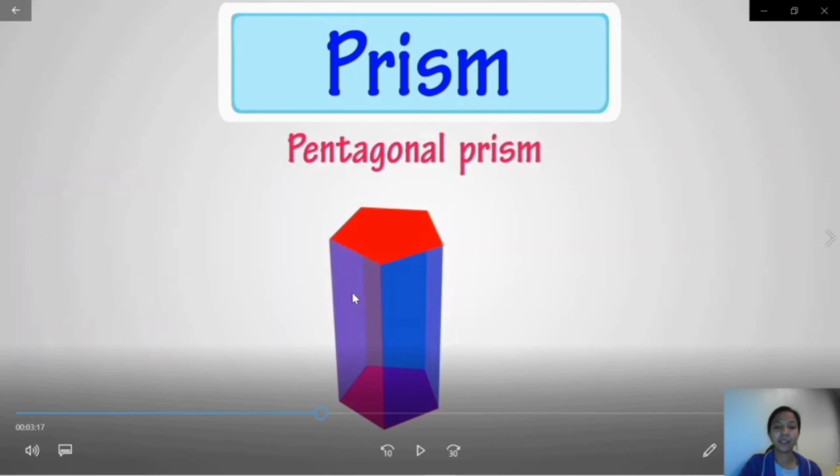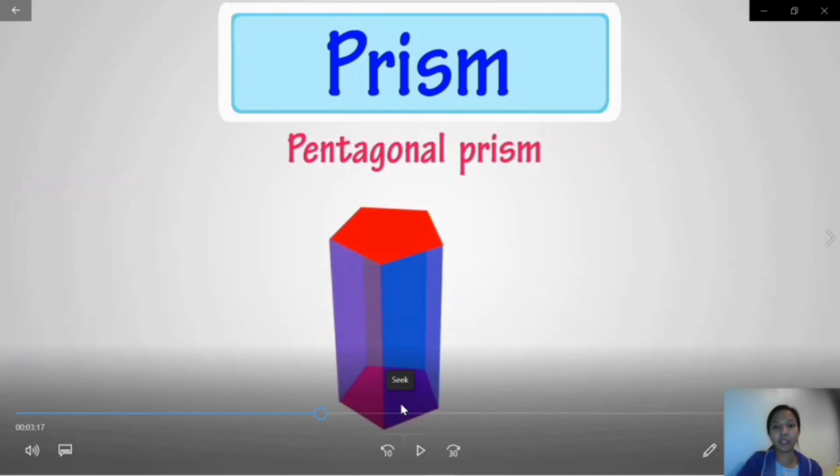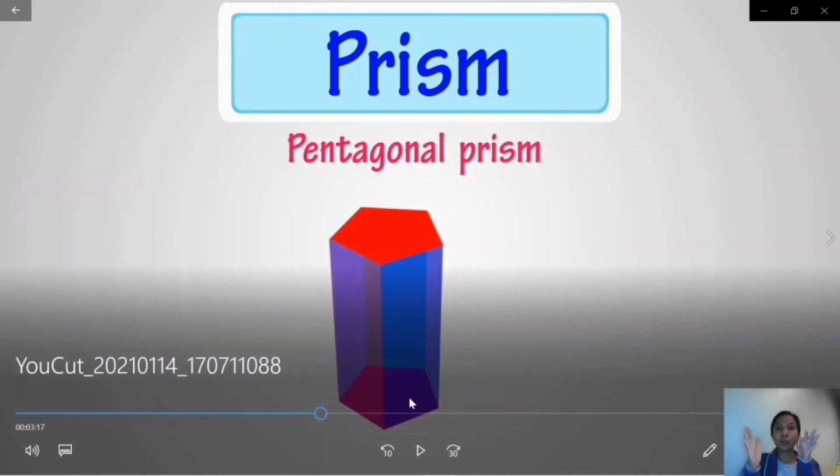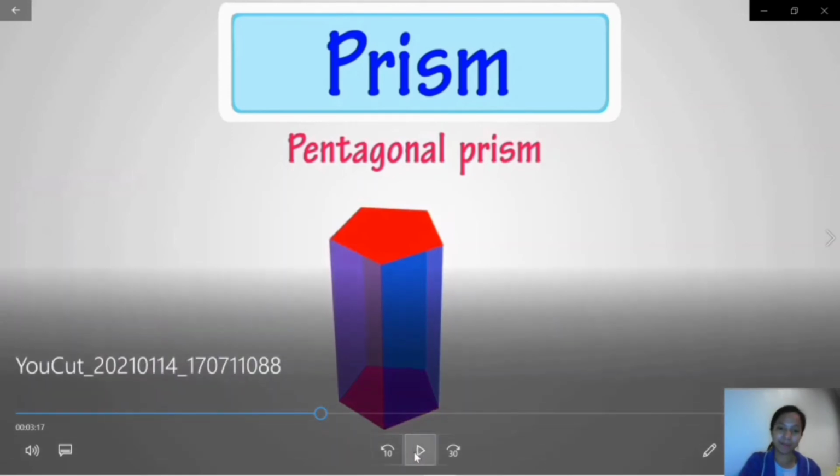Understand? Okay. So in short, the name of the prism depends on the shape of the top and bottom, the two parallel shapes. So whatever their shape is, that is the name of the prism. So this one is in pentagon shape, so it's a pentagonal prism.